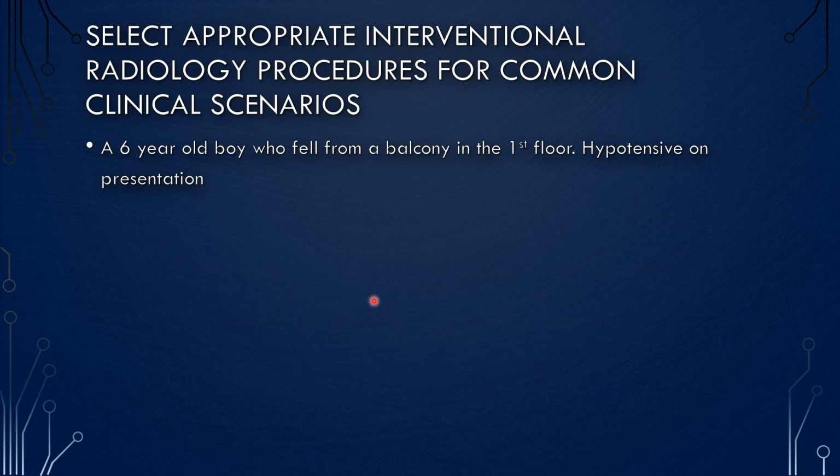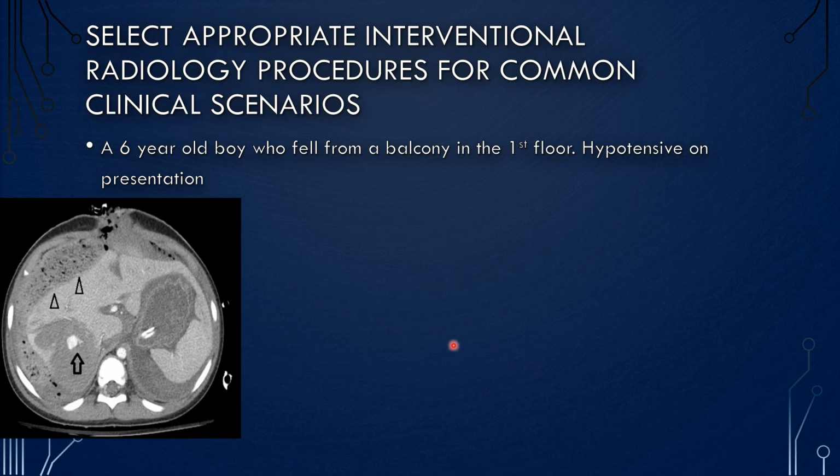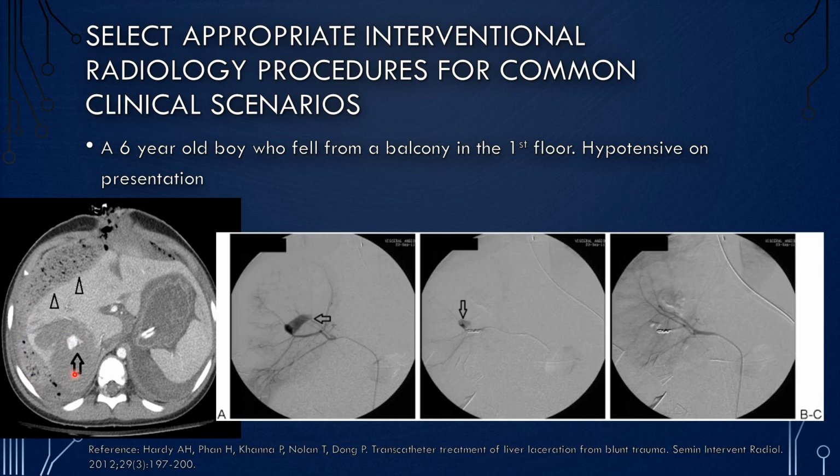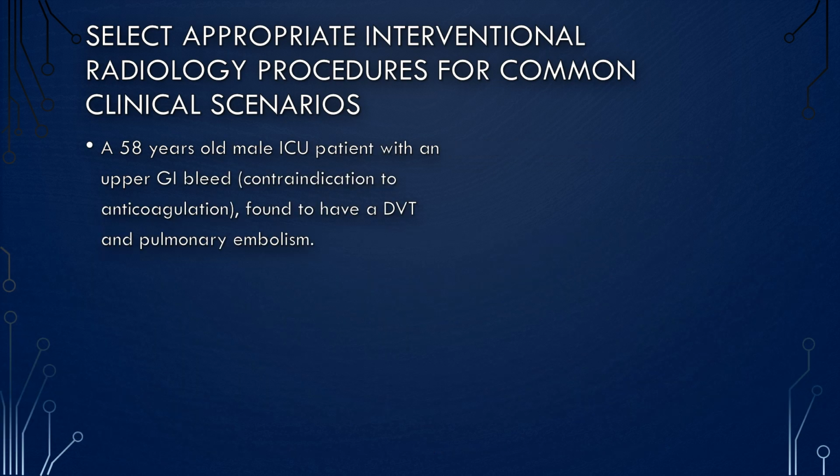So this is a 6-year-old boy who fell from a balcony in the first floor and was hypotensive on presentation to the emergency room. This is the CT scan that was done, and it shows a significant amount of blood within the abdomen, as well as an area of active extravasation within the liver. So an angiogram was done that demonstrated again active extravasation. There was coiling of the bleeding vessel with good results at the end, no more extravasation post coiling.